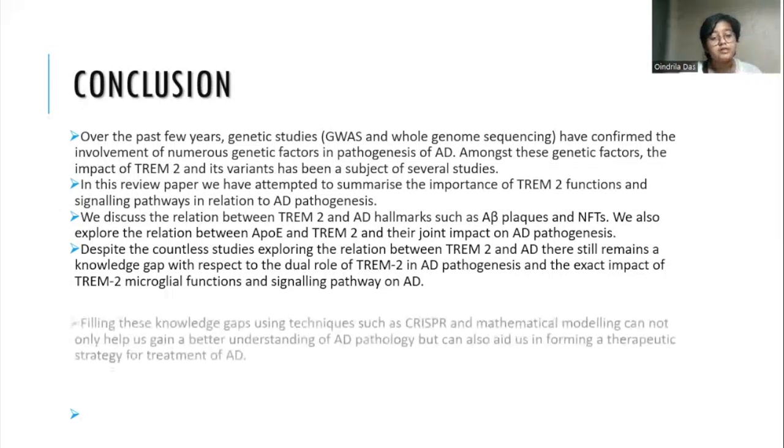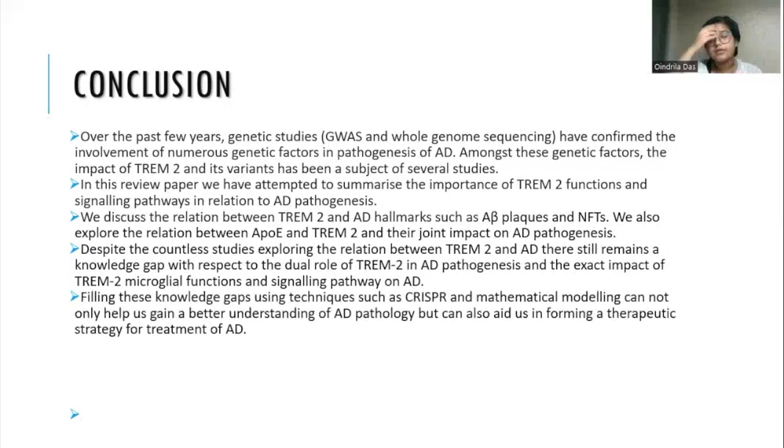So one of the ways that this knowledge gap can be filled is by using techniques such as CRISPR and mathematical modeling. For example, McQuade et al. have shown via a CRISPR system that knockout TREM2 iPSCs severely impact microglial survival and ApoE clearance.